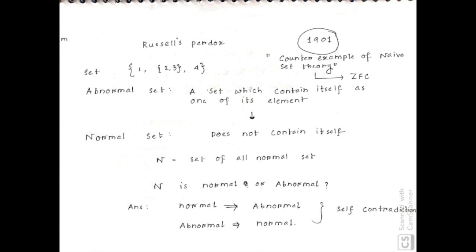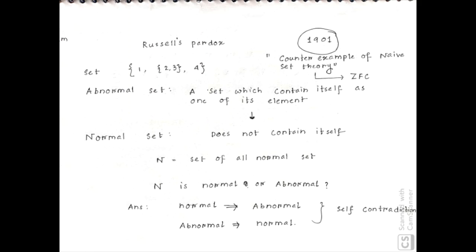So, we again repeat. A set can have a member which is itself a set. This type of generalization led us to think of abnormal sets: a set which contains itself as one of its elements. And a normal set, exactly the reverse, which does not contain itself as one of its members.